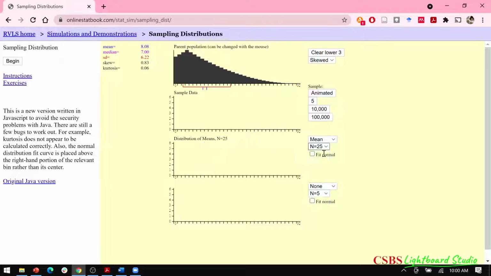About 25, normal. No more skewness. Once you get to about 25, the skewness in the sampling distribution goes away. This is one of the reasons why, as long as we have enough people, we can be sure that the sampling distribution of means is normal, and we can do all of our tests, t-tests, ANOVAs, all those things. Let's look at one more thing.